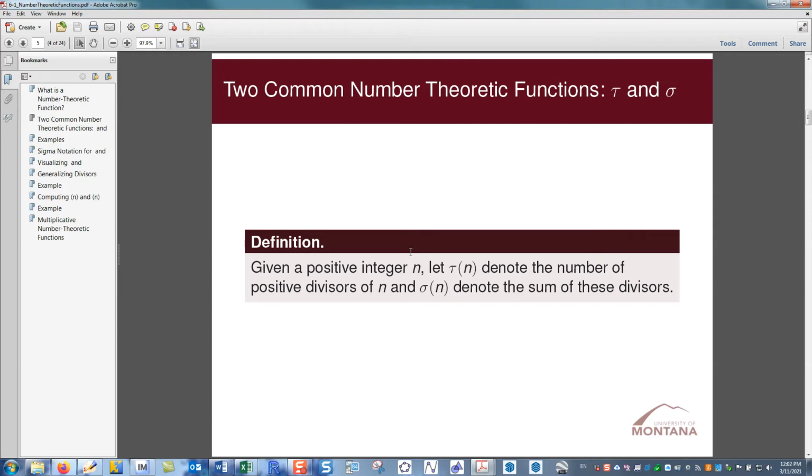So here are two common number theoretic functions. Given a positive integer n, let tau of n denote the number of positive divisors of n, and let sigma of n denote the sum of these divisors. So again, given a positive integer n, tau of n is the number of divisors that integer has, and sigma of n is the sum of these divisors.